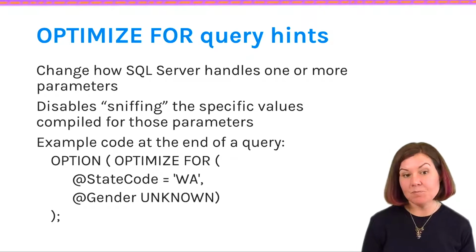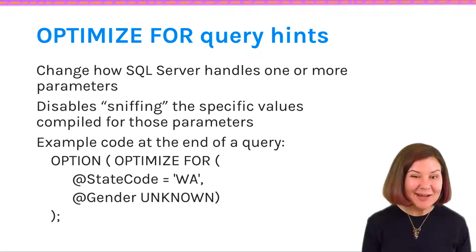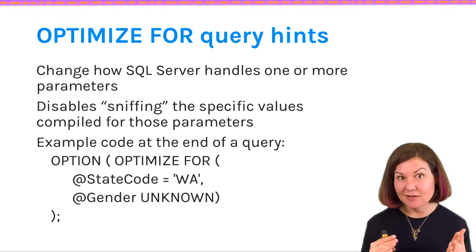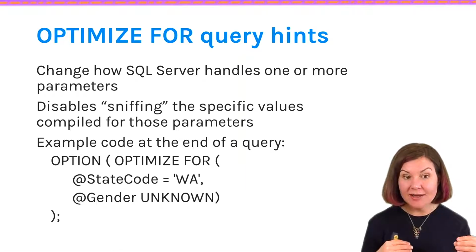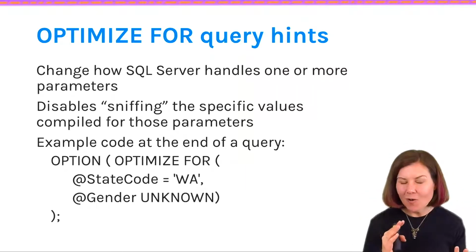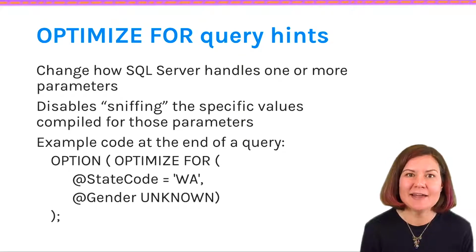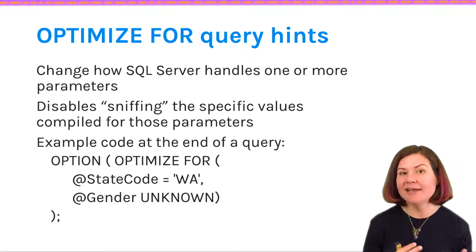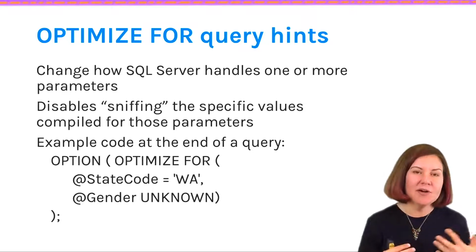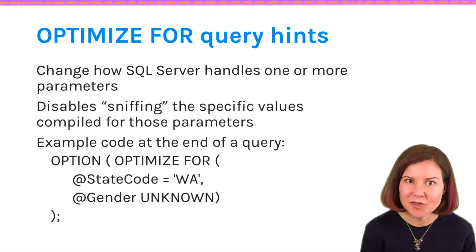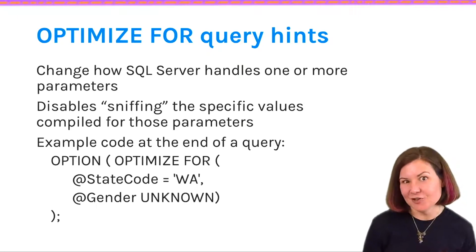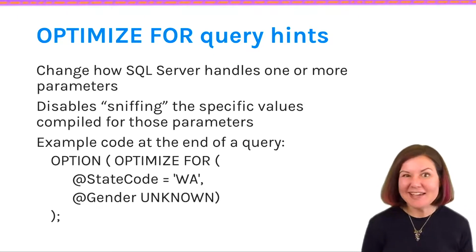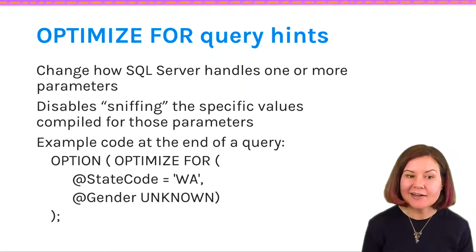In this case, my query has a parameter named state code. And I'm saying optimize for the state code of Washington. And then for the parameter value of gender, pretend that you don't know what value you're optimizing that for. Anonymize it and give me a plan for some sort of pretty good value for the query. Look at the density vector for the statistics and give me an average good plan when it comes to gender.